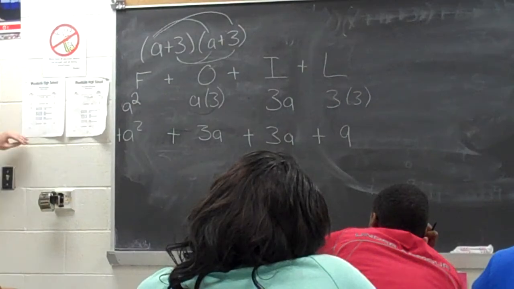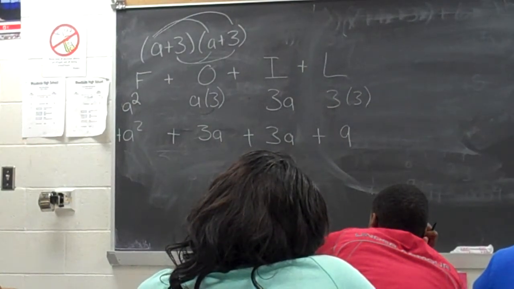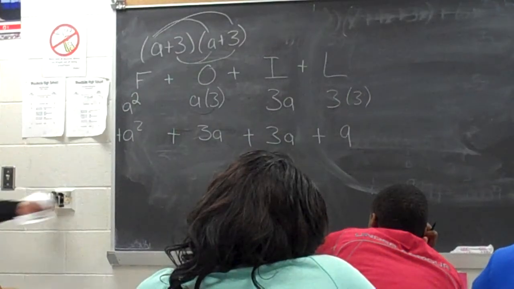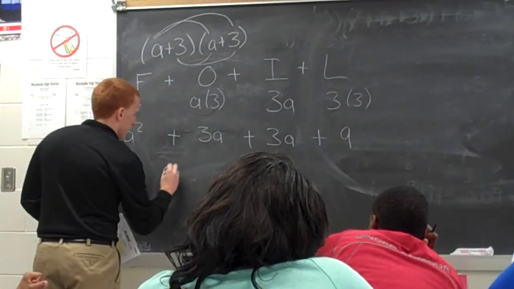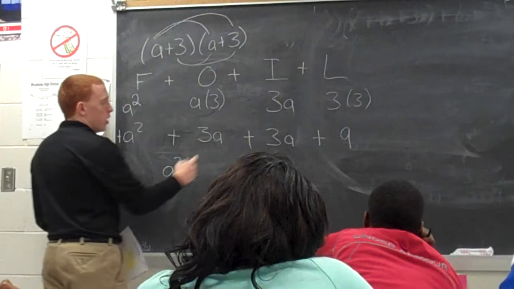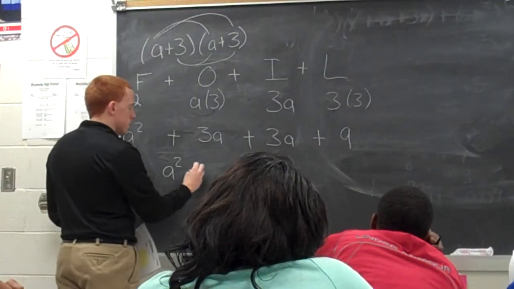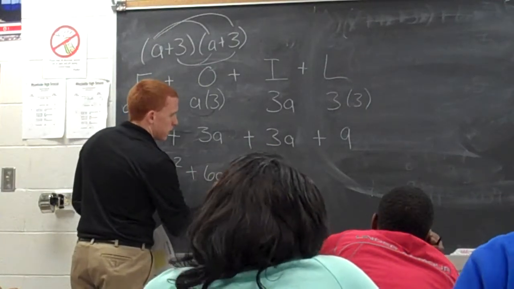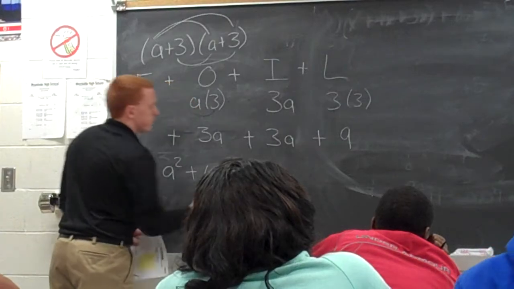So now what do I do? Is this done? No, you guys just took a quiz on it. Let's add our like terms. What are our like terms? 3a and 3a. So a squared had nobody. 3a and 3a is 6a, good, plus 9.